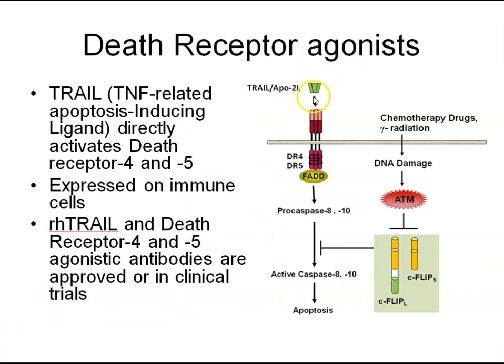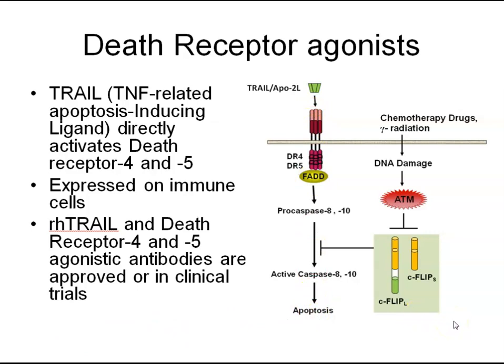So as I mentioned, TRAIL binds to the death receptors, activates death receptors. That results in procaspase 8 activation, eventually leading to apoptosis via that convoluted route that we've just seen before, which means that recombinant human TRAIL and also death receptor 4 and 5 agonistic antibodies are in clinical trials, and some have been approved for use as anti-cancer therapies by directly activating the death receptors to drive apoptosis.